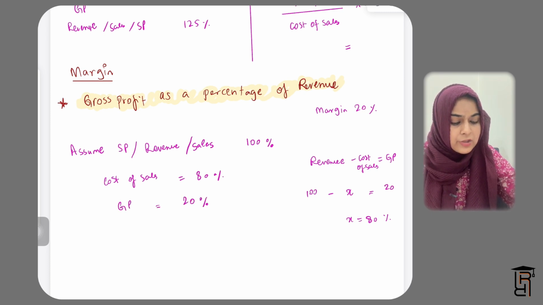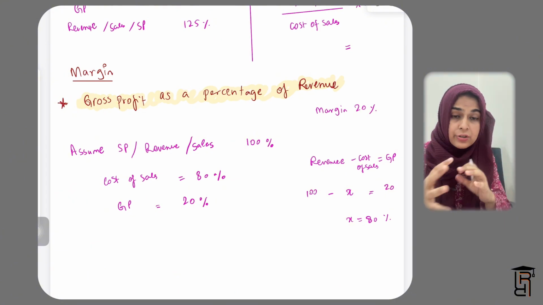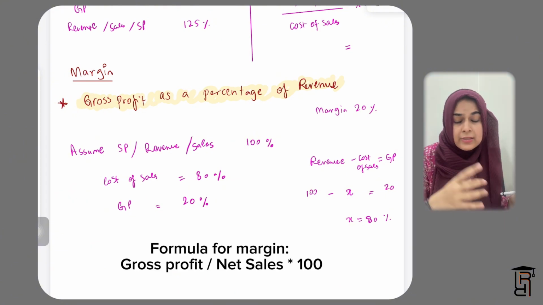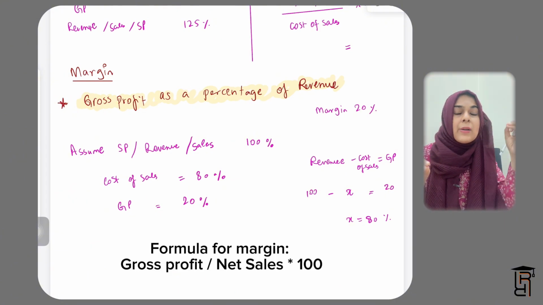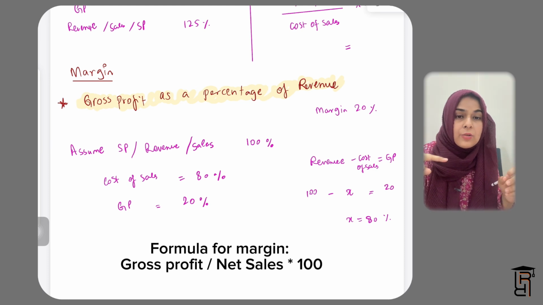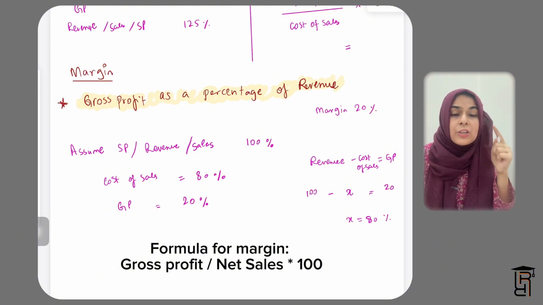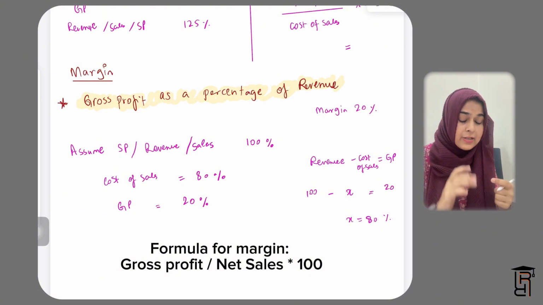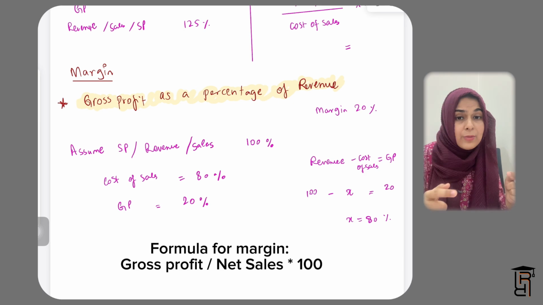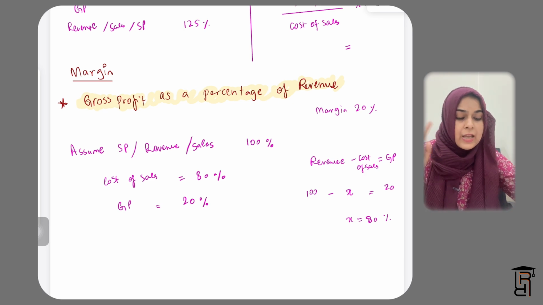So this knowledge you guys need to keep in your mind in order to apply it to the questions. The assumption you always remember: if markup is given in the question, cost of sales is 100%. If margin is given in the question, revenue or selling price is 100%. So this knowledge is very important for solving the questions.